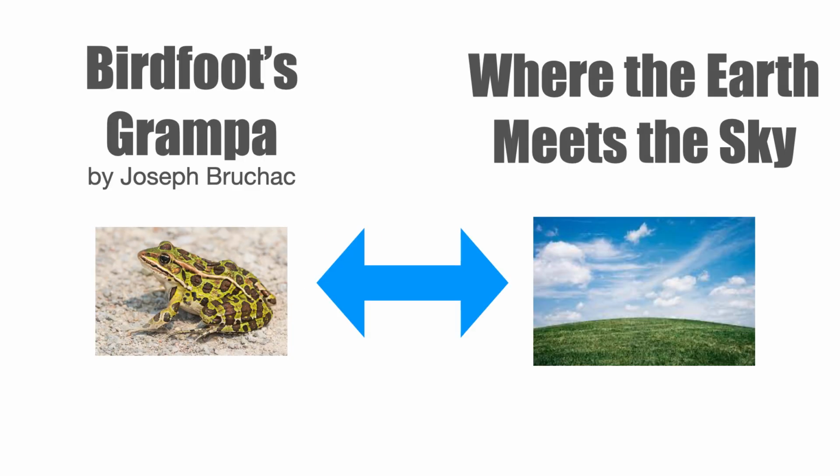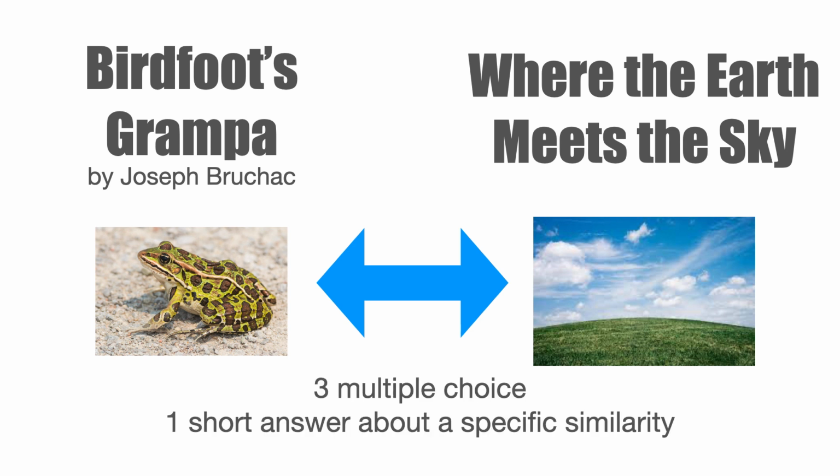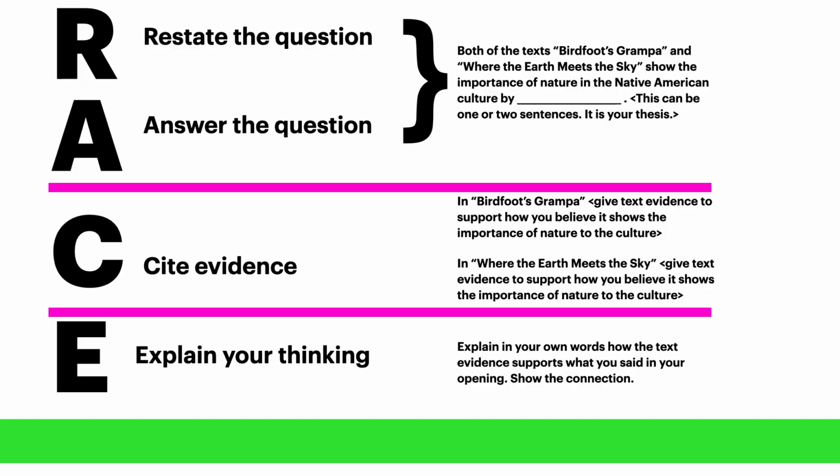In today's lesson, you're going to make some text-to-text connections between the poem Birdfoot's Grampa and the short story Where the Earth Meets the Sky. You have already read and annotated both stories, so now you're going to have 3 multiple-choice questions that will look for connections between the two texts, and 1 short answer question that's going to ask you to explain in paragraph form a specific similarity.